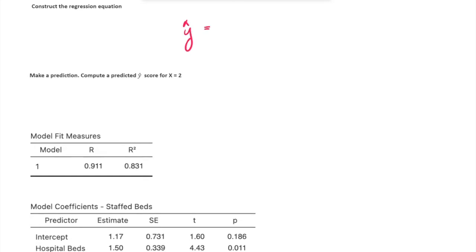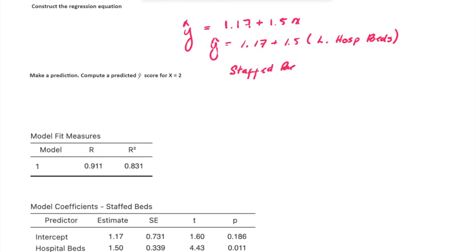So next we just have to find our regression equation. And this is just creating the equation, like putting the pieces together. Plus 1.5. And then you could put x, or you can put whatever x is, which in this case is licensed hospital beds. The other way you could write this would be staffed beds, which is our y. We would put like a giant hat on it. 1.17 plus 1.5 licensed hospital beds. Do not have enough space here.